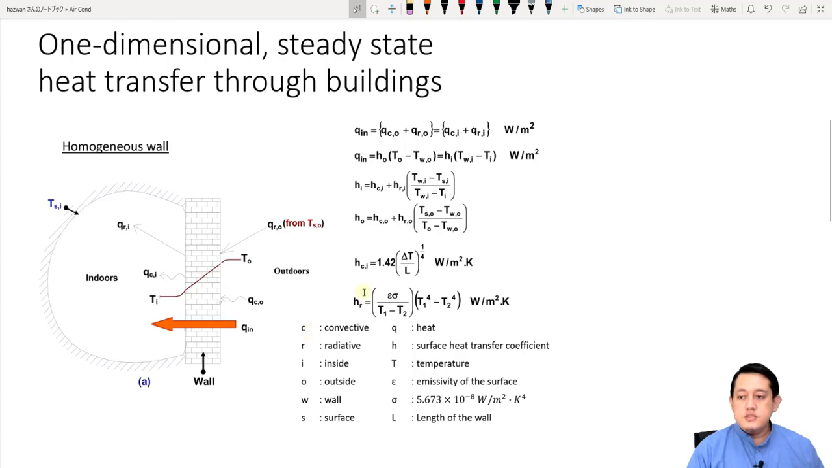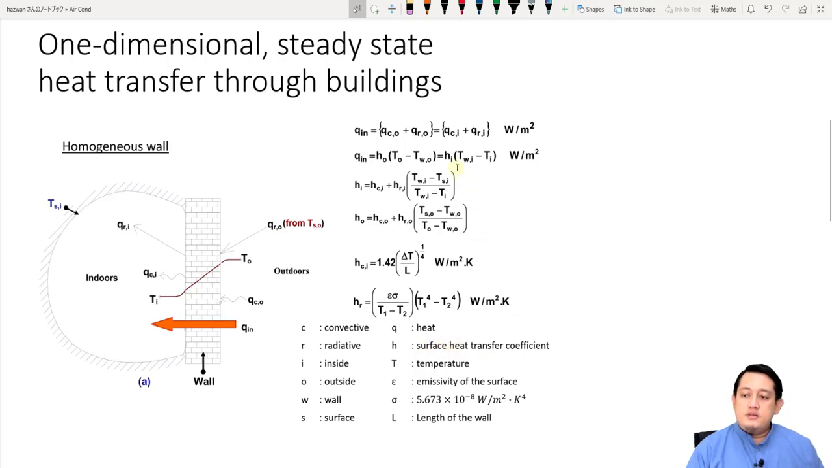We can use another equation, which is this one. Q in is equal to h multiplied by T_o minus T_wall. T_o here is the temperature outside, and T_w here is the temperature of the wall on the outside. What is h here? h here is not specific enthalpy, but the surface heat transfer coefficient. Not enthalpy, slightly different.